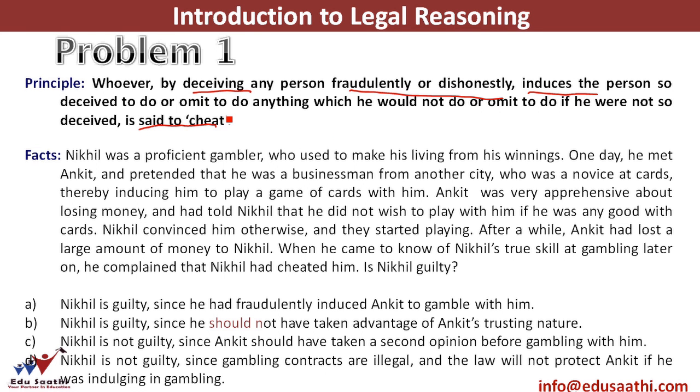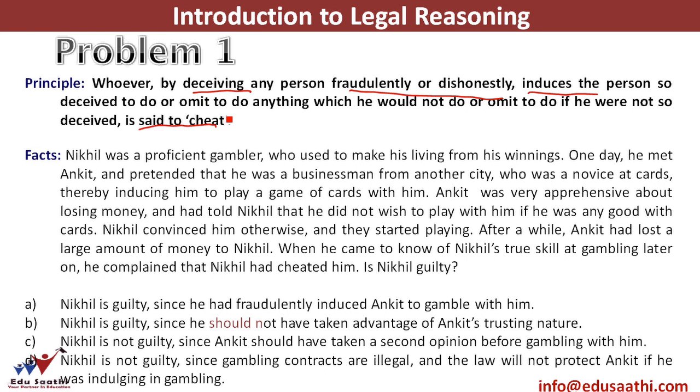It says that somebody is induced to do something or not to do something. Omit to do something is not to do something. You were supposed to do some act, but you are deceived and induced not to do that thing which you could have done if you were not cheated, if you were not deceived. In that case, it also amounts to cheating. If you are induced to do or not to do something which you could otherwise have not done, and you are doing it after inducement, this whole act is cheating.